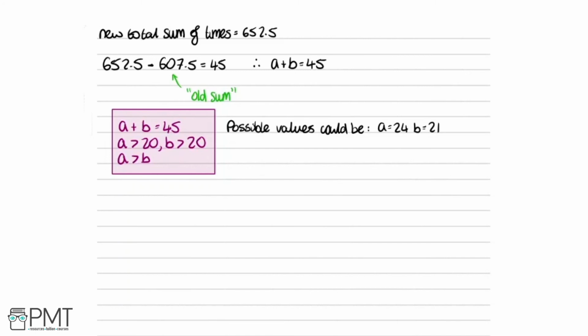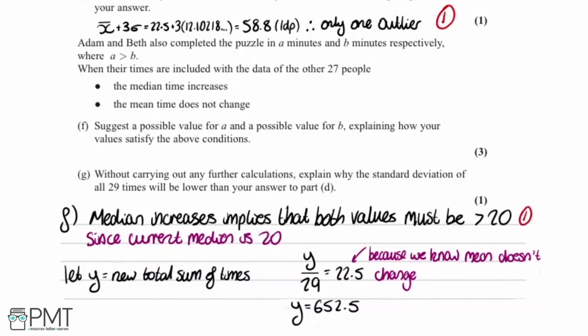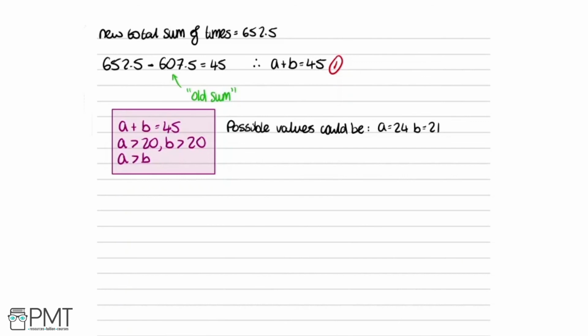And looking through to see where we'll get the marks, we get 1 mark here for this line, so working out that both values must be greater than 20. We get another mark for realising that A plus B is going to equal 45. And we get a final mark for writing down possible values for A and B.